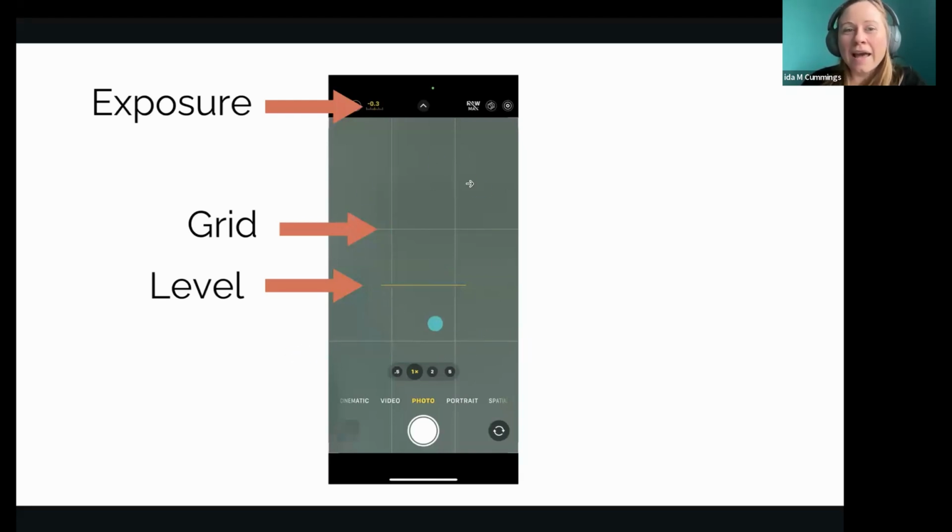So you can add these grid lines. You can also add this level. Always, always, always take your pictures level.